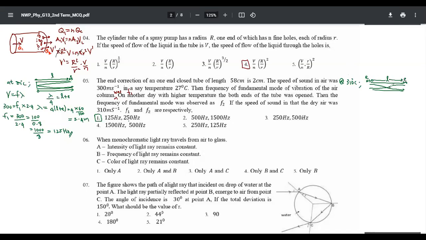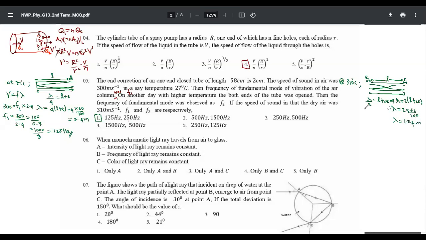And what is lambda, guys? The total length now is going to be lambda by 2, and that is going to be L plus 2E. Therefore, lambda is equal to 2 into L plus 2E. Lambda then equal to how much? 2 into total length, which is 58 plus 4, 62, 62 over 100. So lambda is equal to 124 over 100, 1.24 meters.